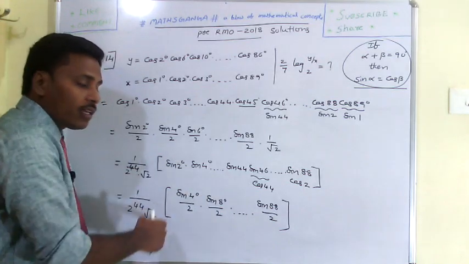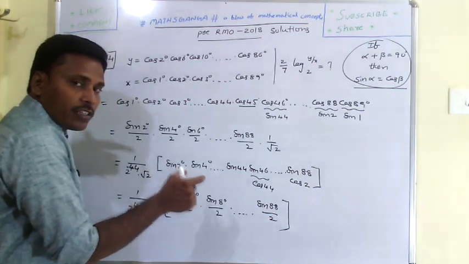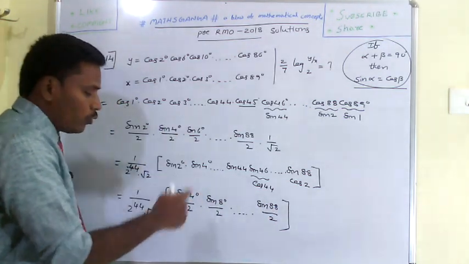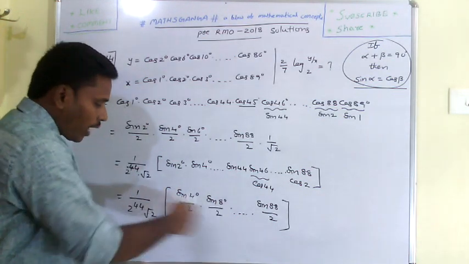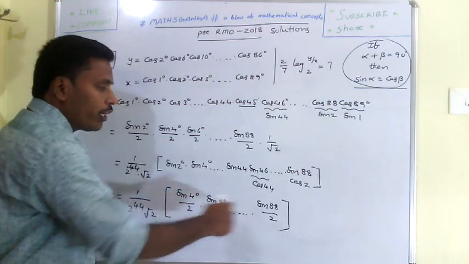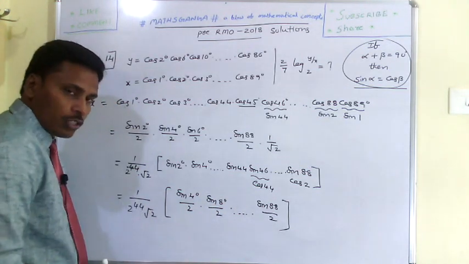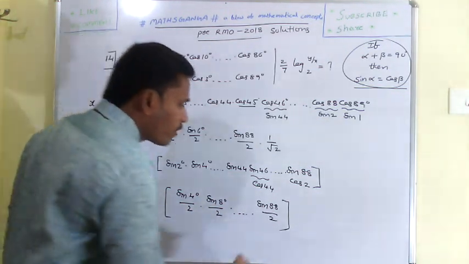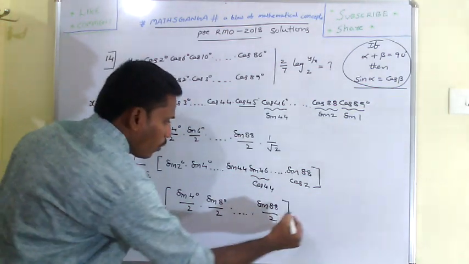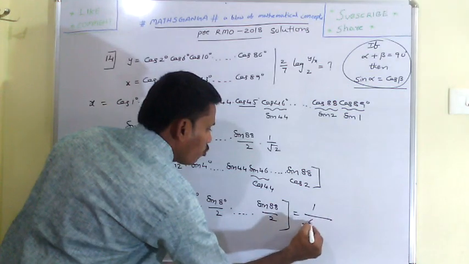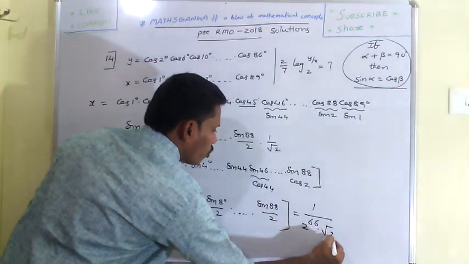How many terms will be there here? Up to 88. Since the difference is 4, 88 by 4 is 22. There are 22 terms with the denominator 2. So if you collect the numerical expression, 2 power 22, 2 power 22 and then 2 power 44 will give us what? 2 power 66. So this is equals to 1 by 2 power 66 into root 2.